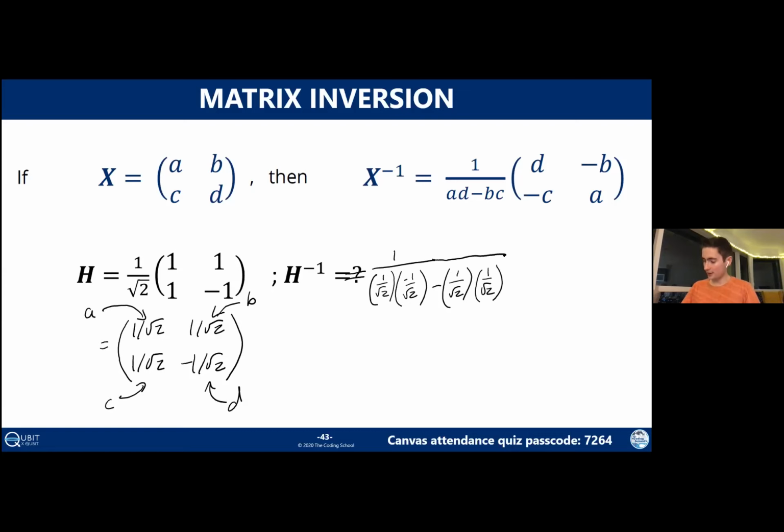So that's one big fraction. And then in our matrix, we have D, which is minus 1 over root 2, minus B, which is minus 1 over root 2, minus C, which is minus 1 over root 2, and A, which is just 1 over root 2. Okay, so if we work this out, here we're going to get minus 1 over 2, minus 1 over 2 again, so that's just minus 1. 1 over minus 1 is just going to be minus 1 times our matrix.